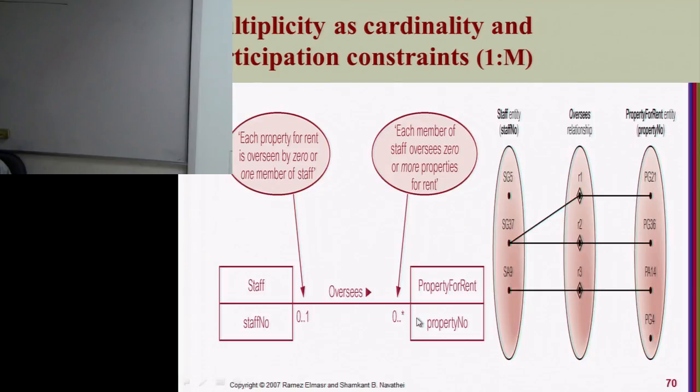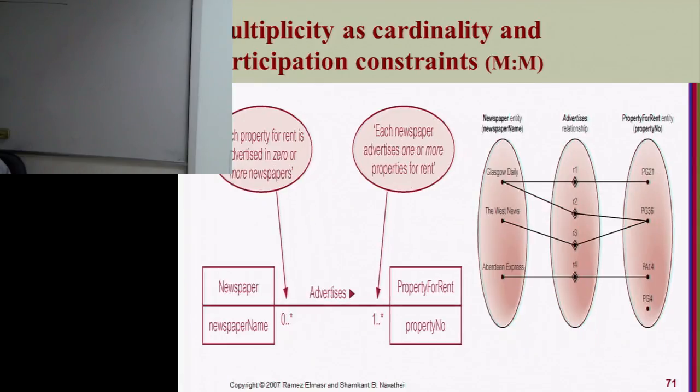One to many. Why one to many? Because the cardinality is one to many. One last example for many to many.